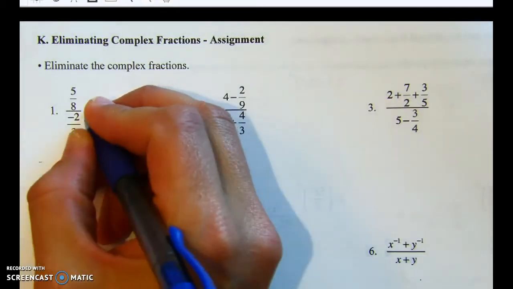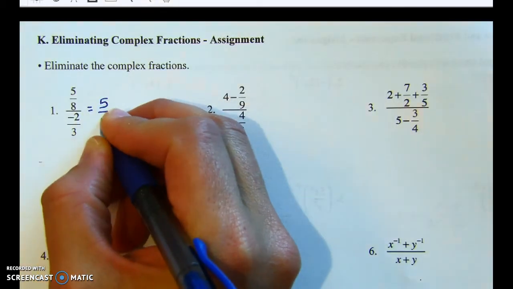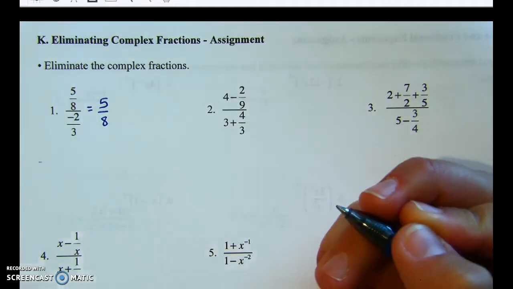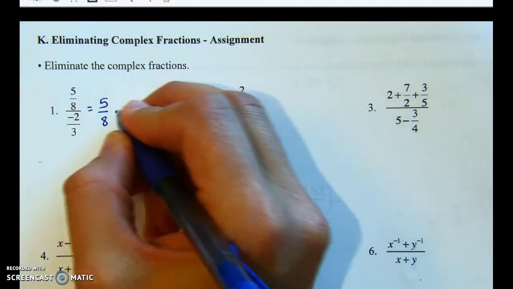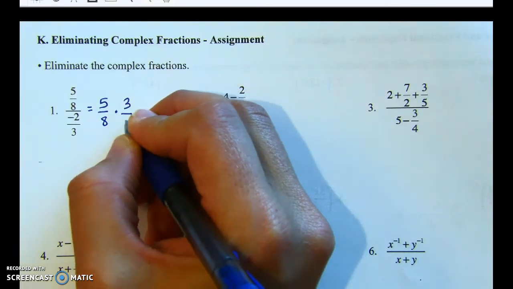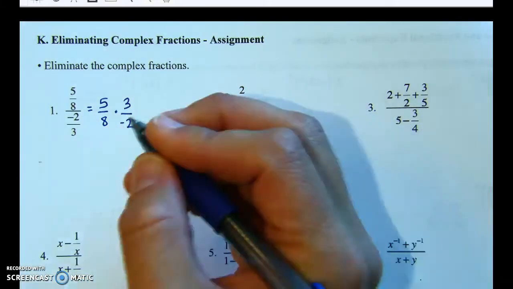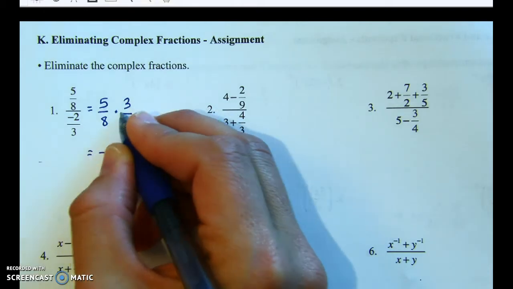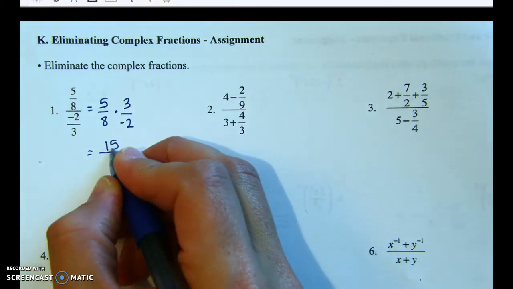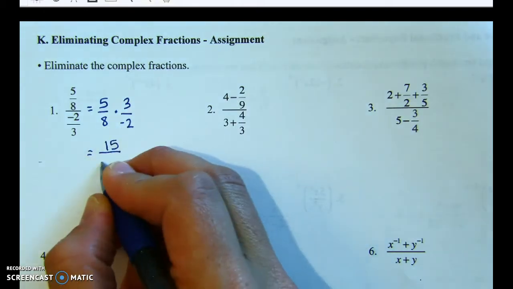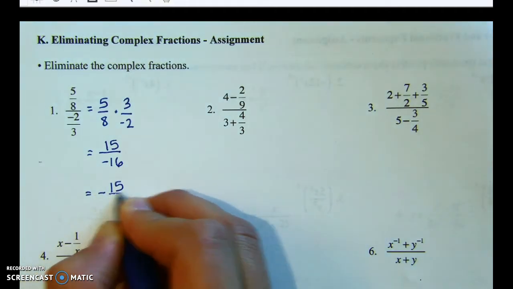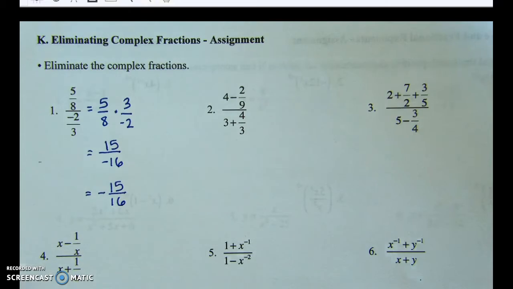So the way we do this is the 5/8 stays the same. And then how do you divide fractions? What do you have to do? Multiply by the reciprocal of the denominator. Then you multiply straight across. So 5 times 3 is 15. 8 times -2 is -16. And the negative goes in front of the fraction like that. Moving on.